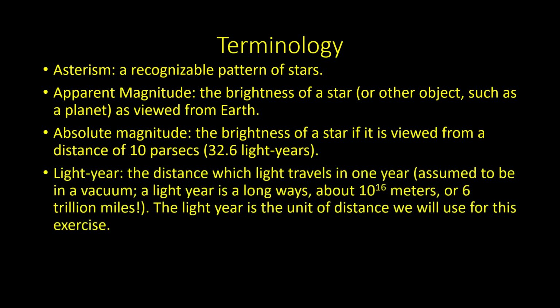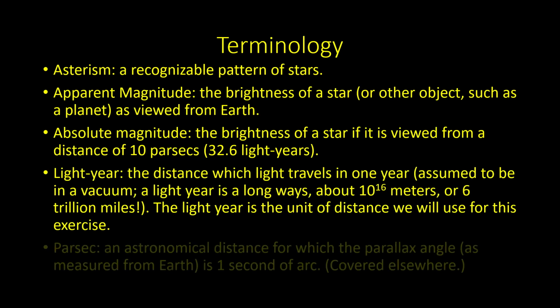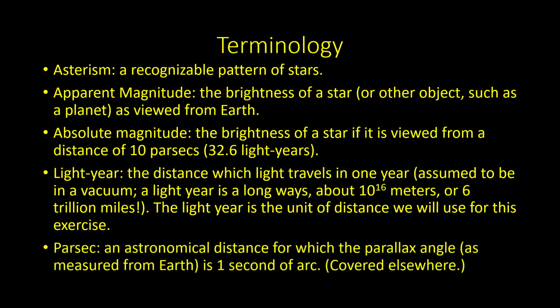The light year is the distance which light travels in 1 year. We've talked about this before. And the parsec is a unit of distance determined by the method we use to measure those distances. It's a distance for which the parallax angle is 1 second of arc.